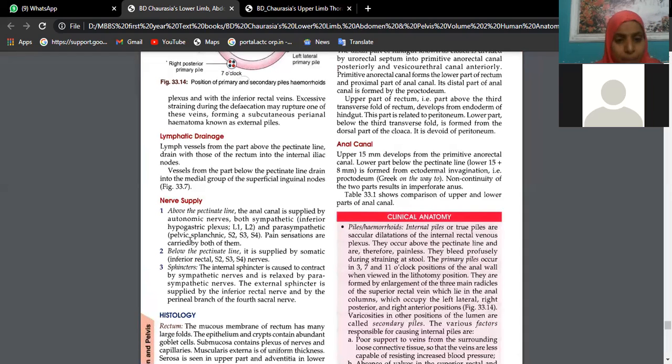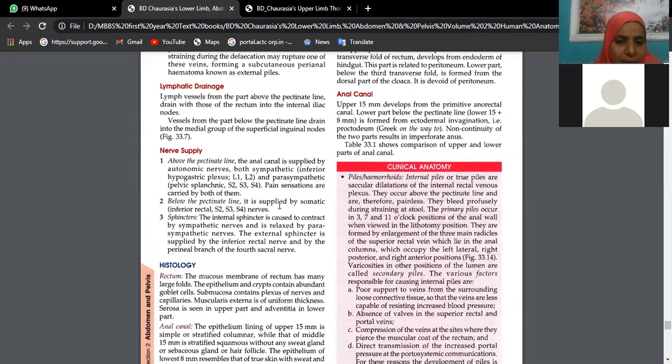Then nerve supply: above the pectinate line, that is the anal valves and columns, I told you one line. Above that, you will see it is autonomic nerve. Whenever autonomic nerves are there, please remember there will not be any pain, even if there is cut, rupture, bleeding, whatever happens, whether it is cancer, whatever. So it is pain insensitive. Okay, both sympathetic and parasympathetic carry the sensations.